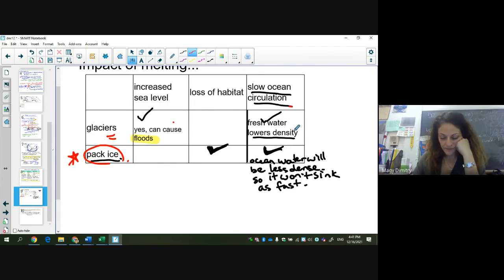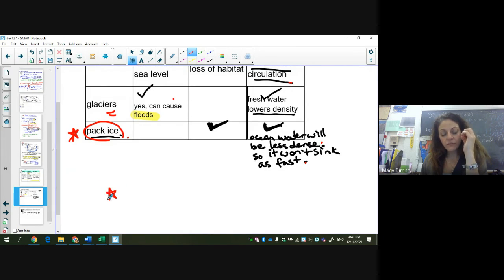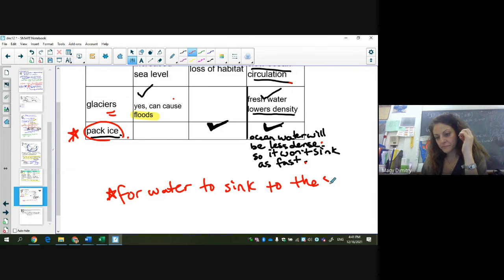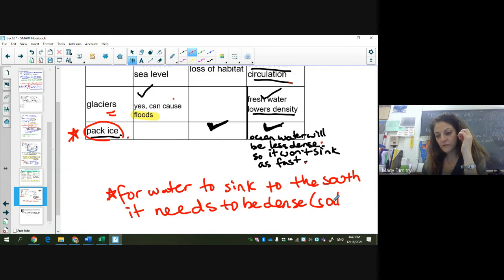So this is what I wrote here. Glaciers slow the ocean circulation because the density is lower. The density is supposed to be high. Same with the pack ice. Ocean water will be less dense, so it won't sink as fast. Okay? Maybe make a note. For water to sink to the south, it needs to be dense. So that means cold and salty.